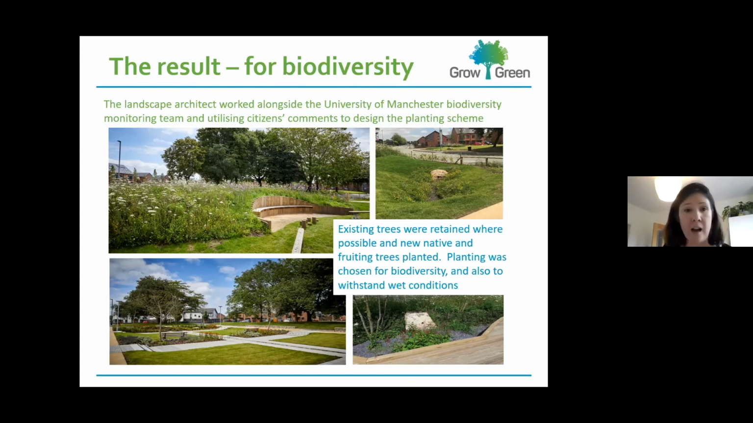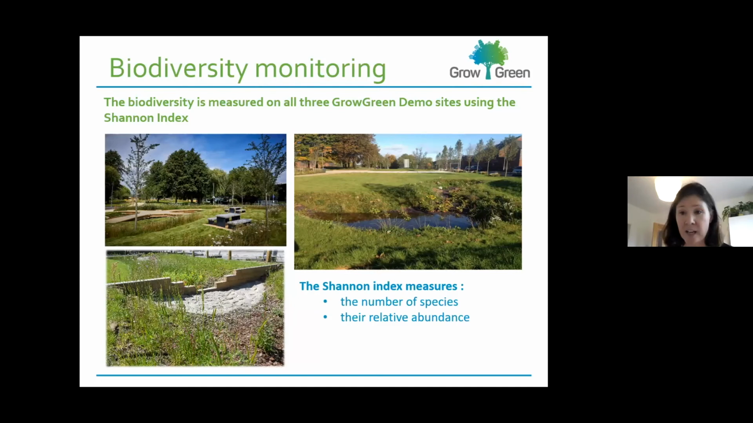So as I said, it is a demonstration site, a living lab, as the Ignition project also is. So what are we doing in terms of monitoring? The biodiversity is being monitored on this site and on the sites in Valencia and Wrocław, using the Shannon index, which is measuring the number of species and their relative abundance. So a fairly straightforward monitor, but something that can be applied and compared to sites beyond the Grow Green project. If we wanted to compare our site to other sites across the UK and Europe, then we could using this index.